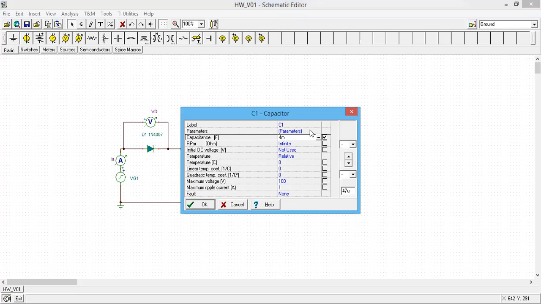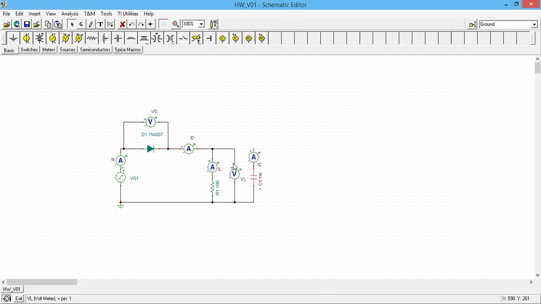I will put it as in the question. It is asked to use a capacitor with the value of 1000 microfarad. So I will simulate without the capacitor first.